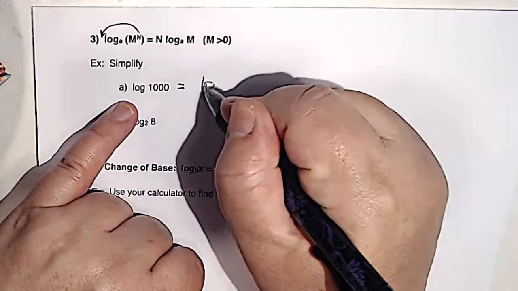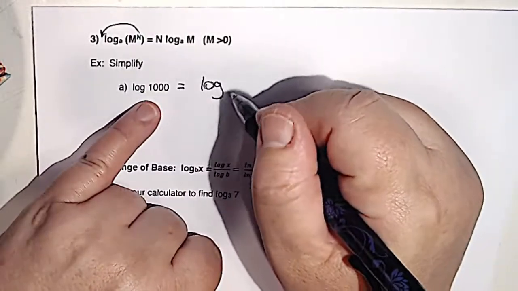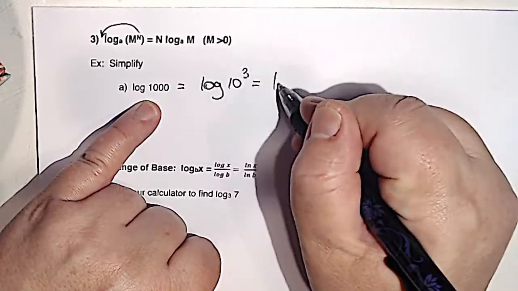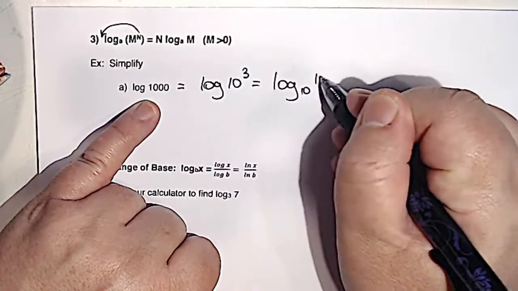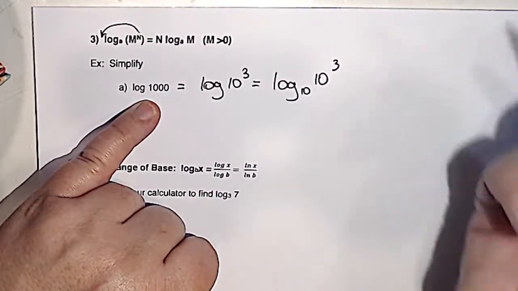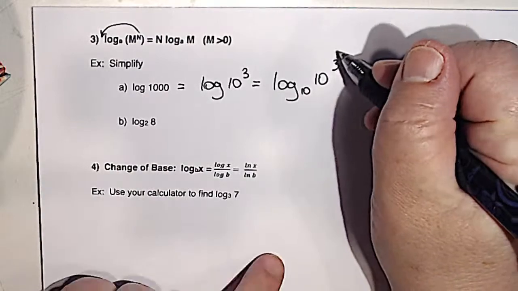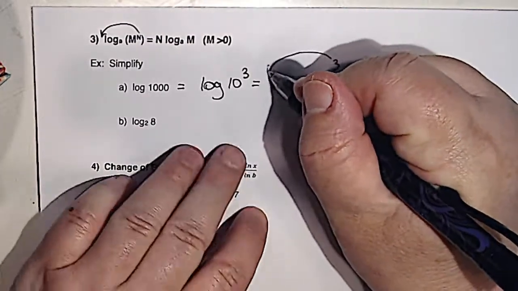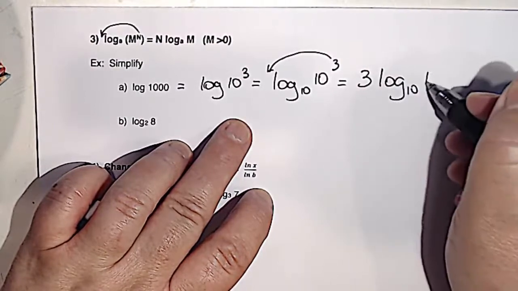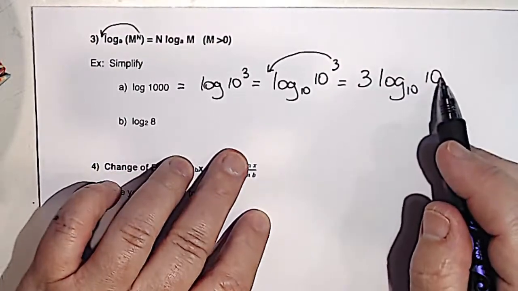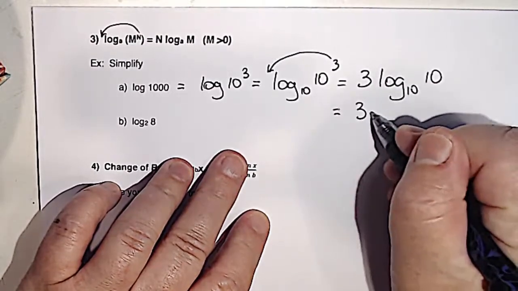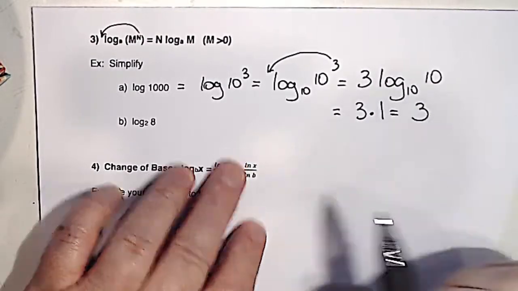Well, here, log of 1,000 is 10 cubed. So this is log base 10 of 10 cubed. Now, I already told you that these cancel out and we get 3, but let's look at what it does. This 3 comes down in front, and we can write it as 3 log base 10 of 10. How many 10s go together to make 10? Oh, just one. Okay, 3 times 1 is 3.